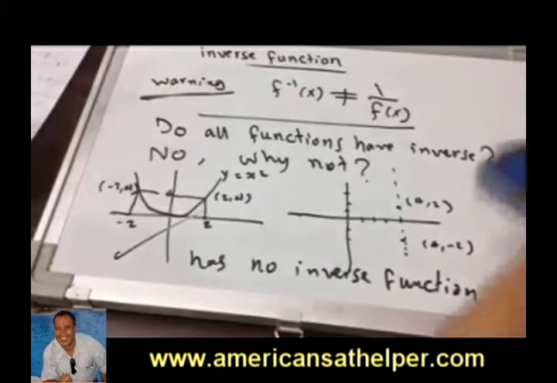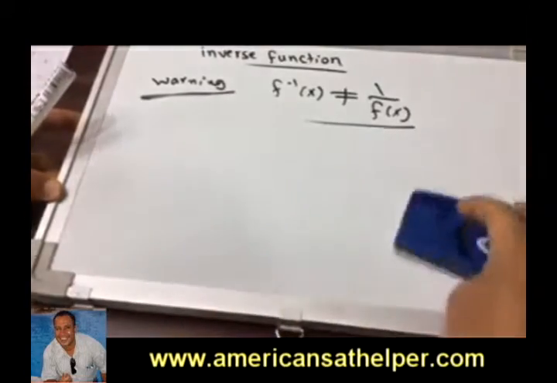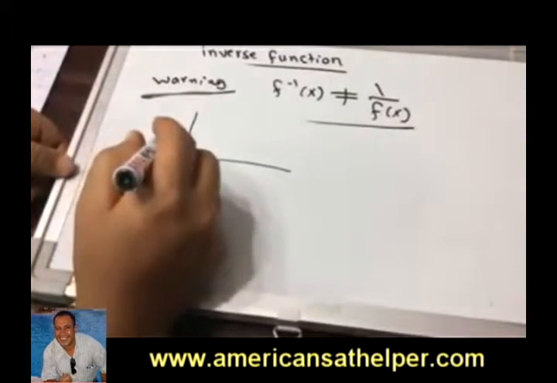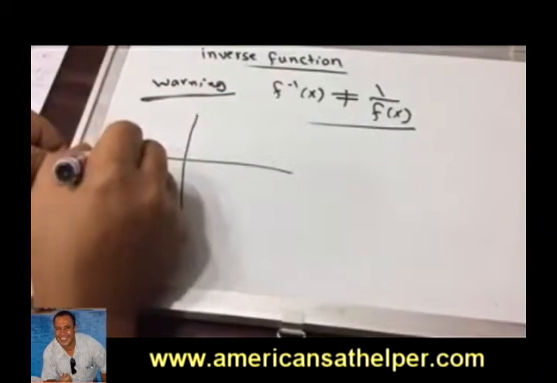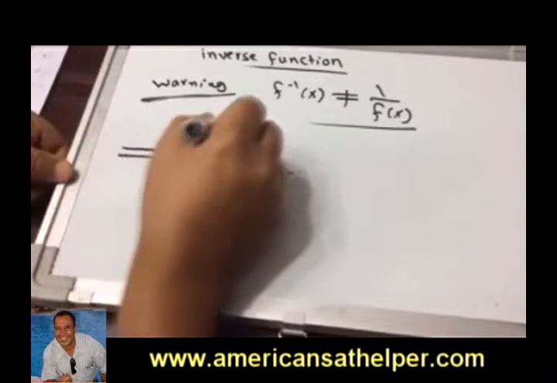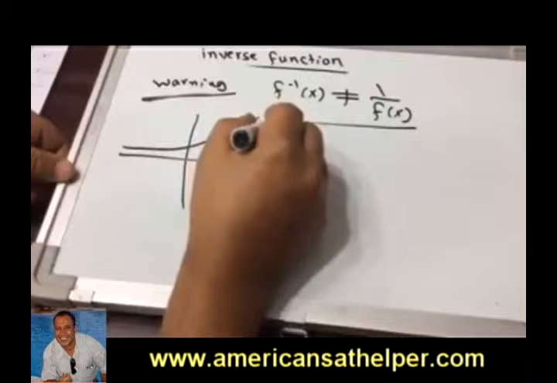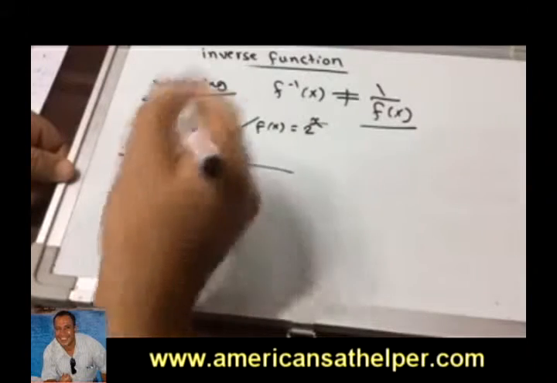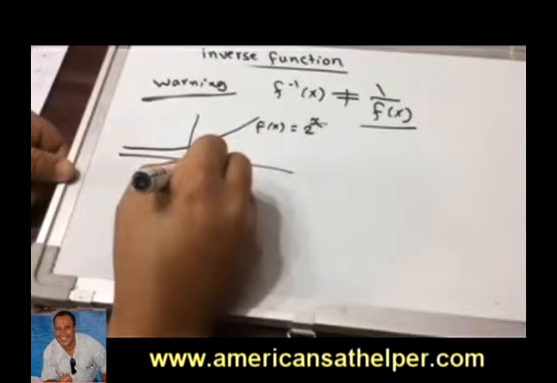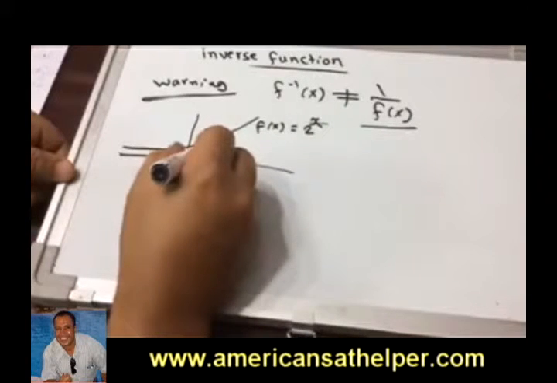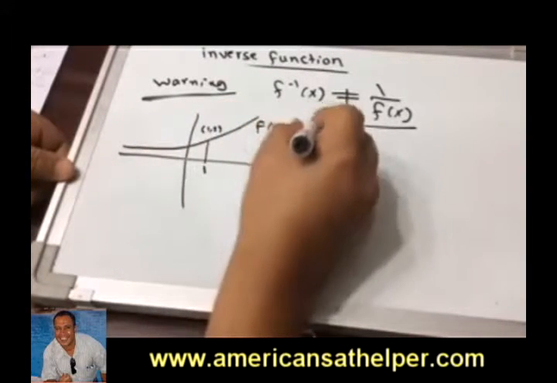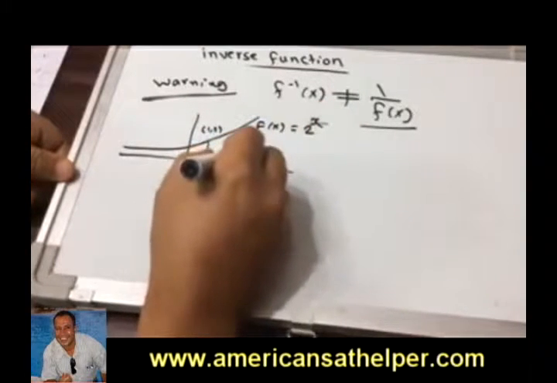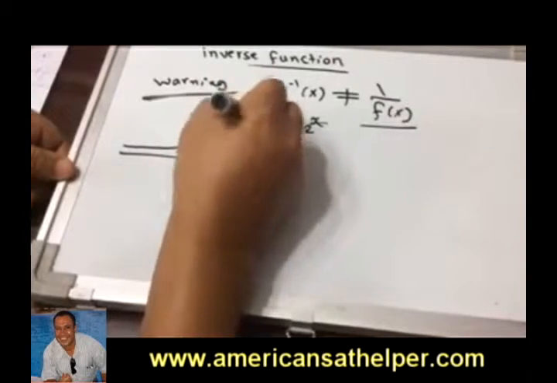Another example. Let's study the function f of x equals 2 to the power x, the exponential function. If we choose x equals 1, 2 to the power 1 is 2, this is 1 and 2. If we put x equals 2, 2 to the power 2 is 4, this point 2 and 4.